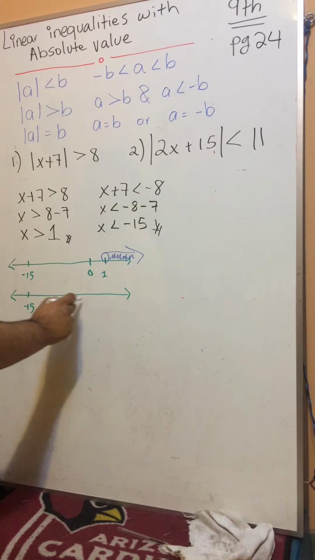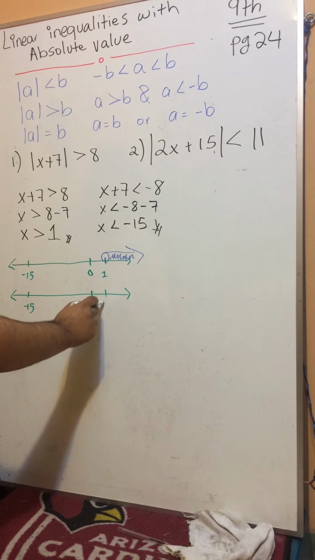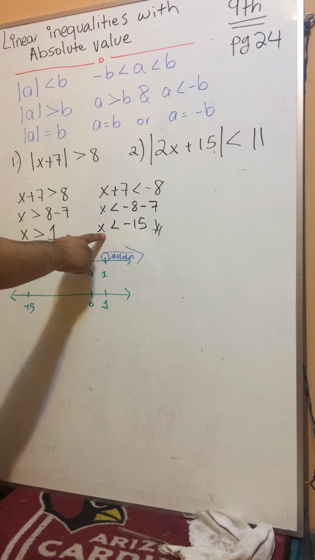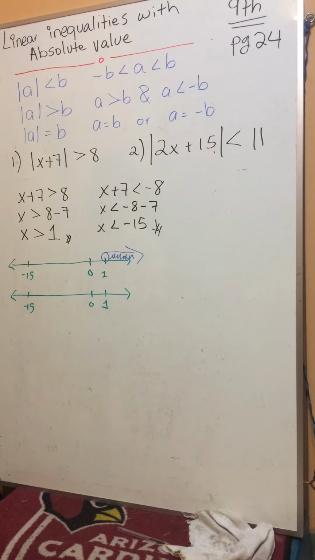Minus 15, 0, 1. Okay, so we're looking for the values that are less than negative 15. So we place the point first, and then the values that are less than negative 15 come to this side.